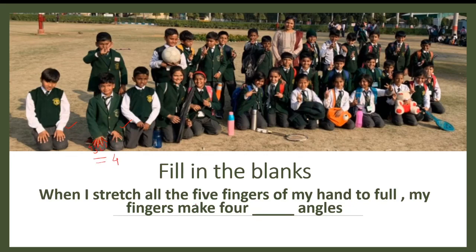Okay, and here what is written, when I stretch all the 5 fingers of my hand to full, my fingers make 4 dash angles. So you have to tell which type of angles are these. These all angles are greater than 0 degree and less than 90 degree. So you all know the answer. What will be the answer, children? Here your answer will be acute angle.